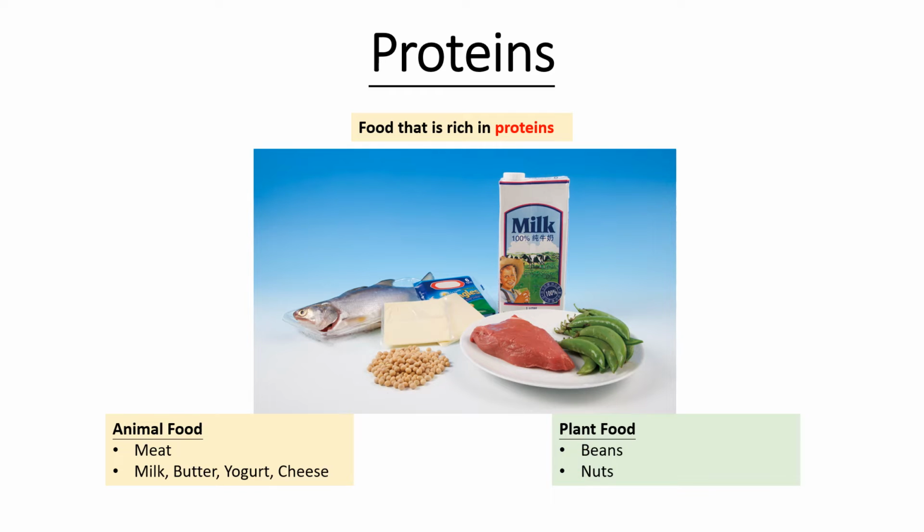For plant food, in general, they have much less protein. Vegetables and fruits have much less protein. But there are special plant foods that are rich in proteins, and they are the beans and the nuts. Again, those are the seeds of the plants that let the seed germinate and grow into a new plant. So they have a lot of food storage in proteins.